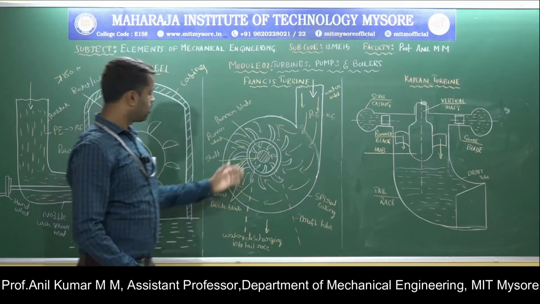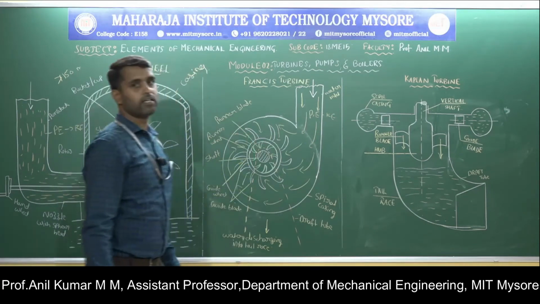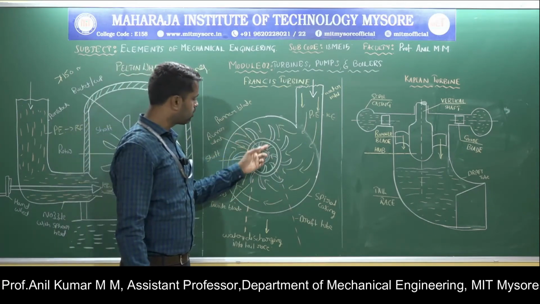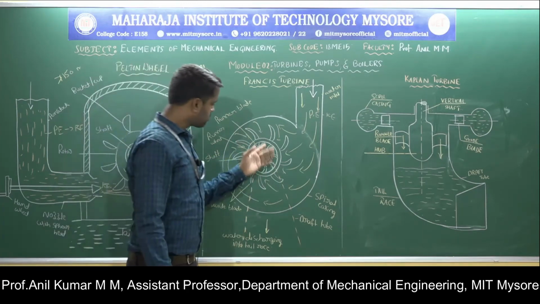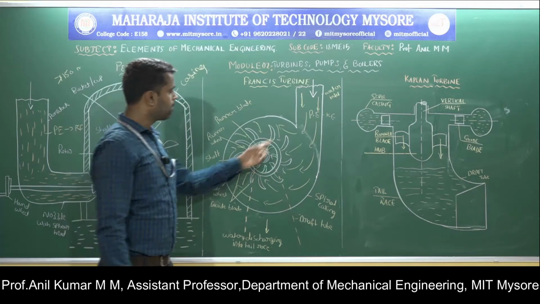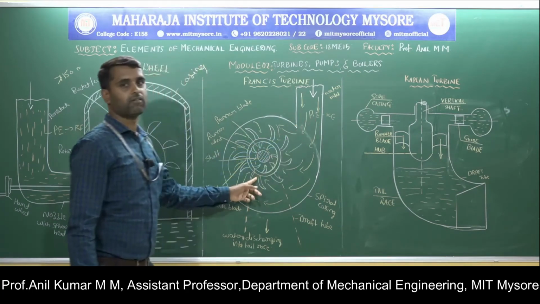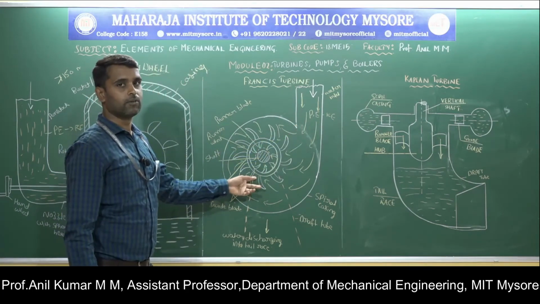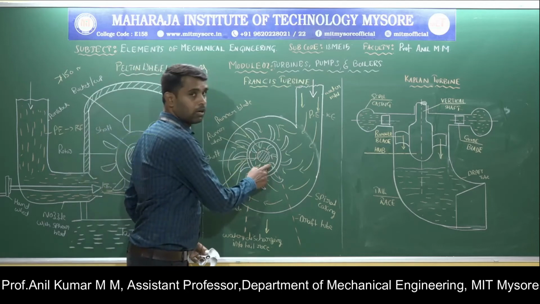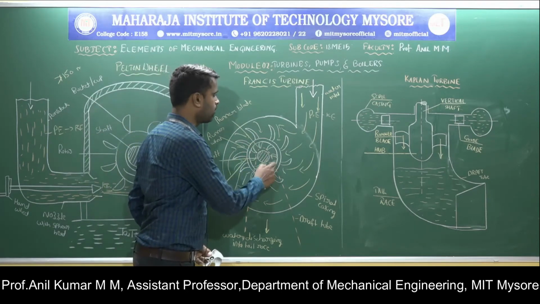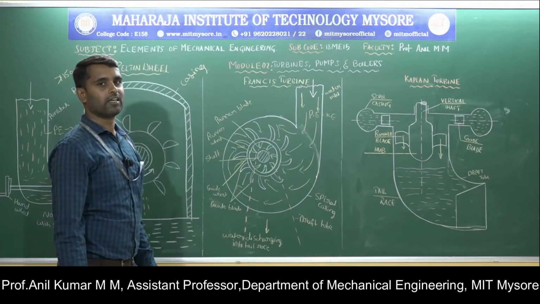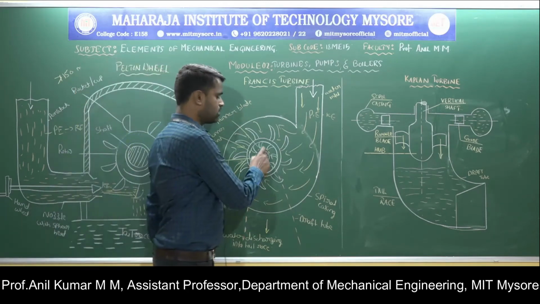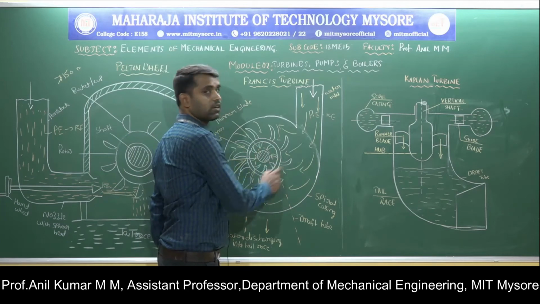Okay, after that the water enters into the guide blades, and these guide blades guide the water to flow over the runner blades. When the water strikes the runner blades through the guide blades, at that time the remaining part of potential energy gets converted into kinetic energy. This kinetic energy sets the runner into rotation.